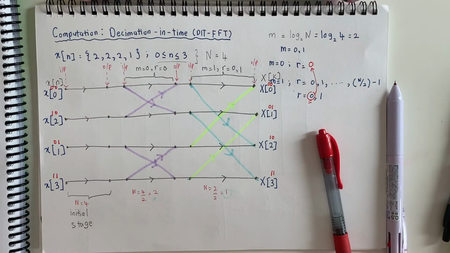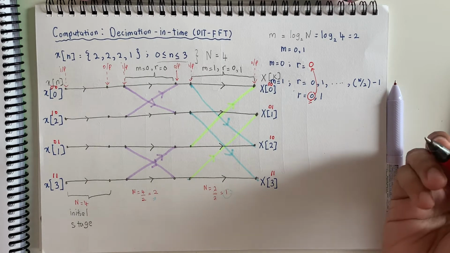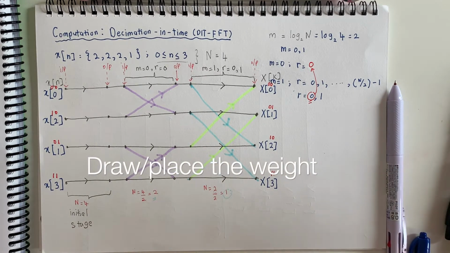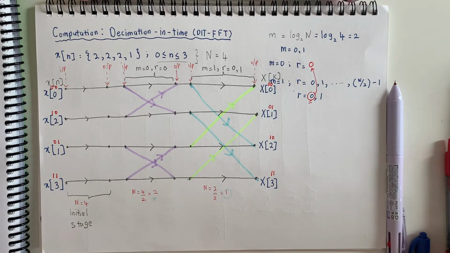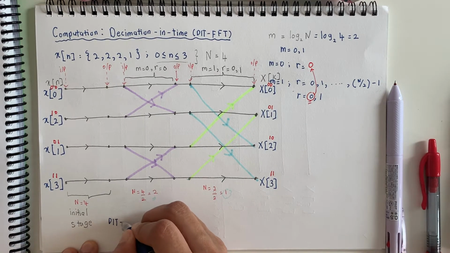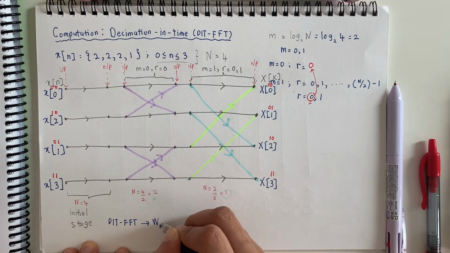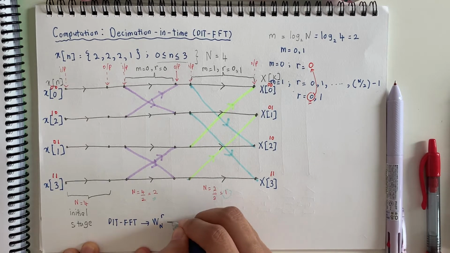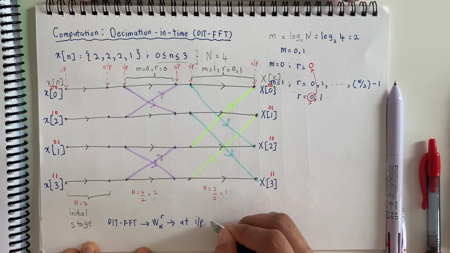Alright, so next what we are going to do is we need to position, we need to put our twiddle factors. So how to know the twiddle factor at which location? By theory, we know that for DIT FFT, the twiddle factor, or we call it W_N^r, must be positioned at the input node or dot.